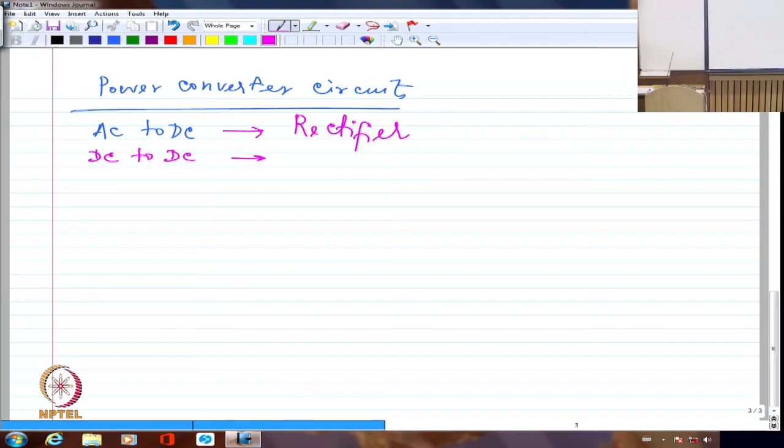So rather than using a potential divider, if I try to do it this way, maybe I have 20 volts coming for T by 2. Again 0 volts coming for T by 2. Again 20 volts coming for T by 2. 0 volts coming for another T by 2. What will be the average value? 10 volts.